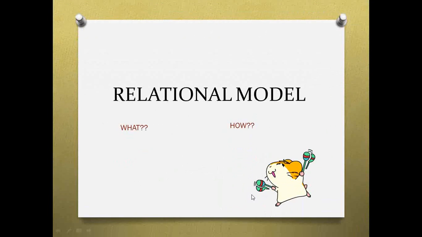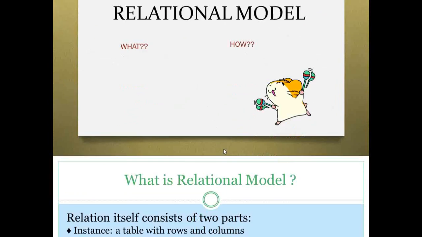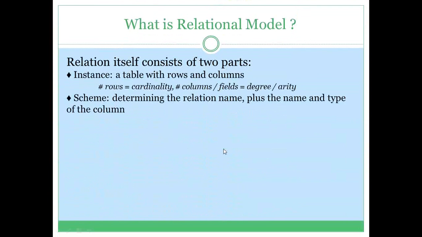And now we will cover the relational model. What is it and how? Next, what is the relational model? Relation itself consists of two parts. First is instance, a table with rows and columns. Rows is cardinality. Columns or fields are degree or arity.